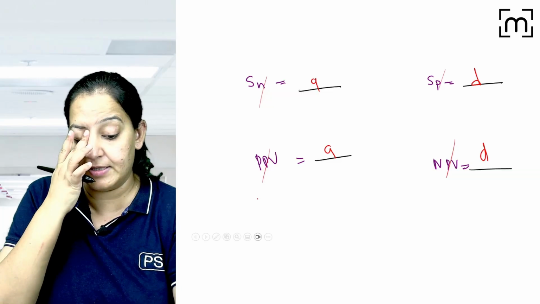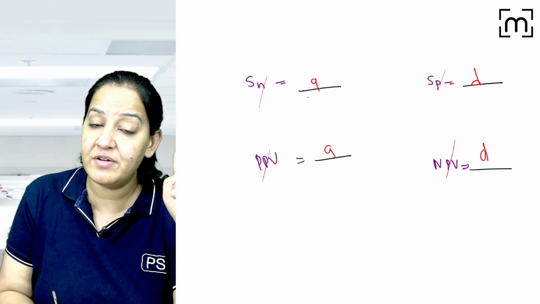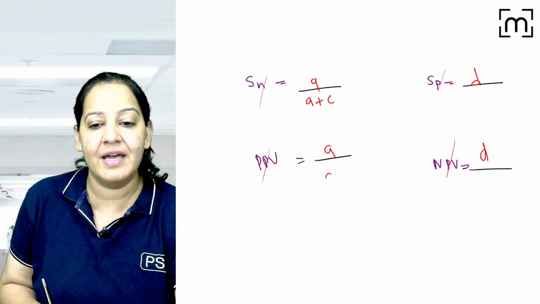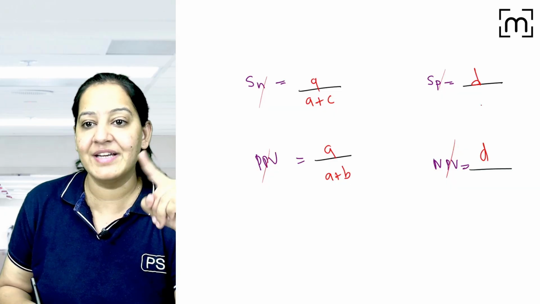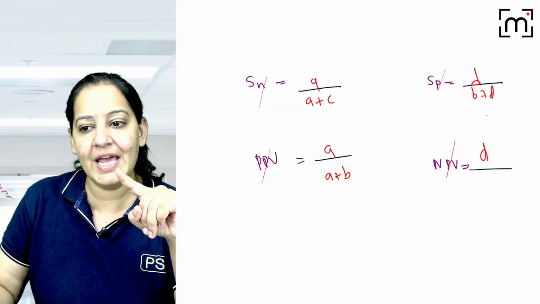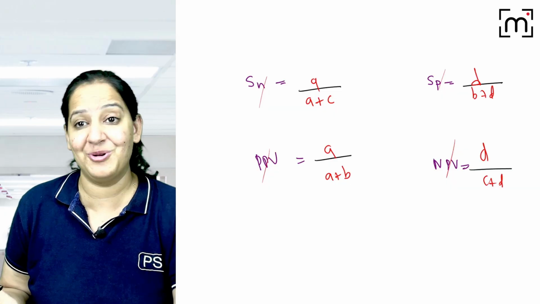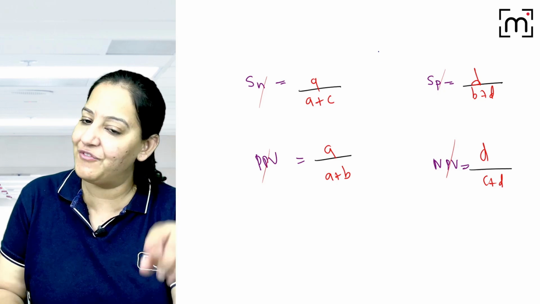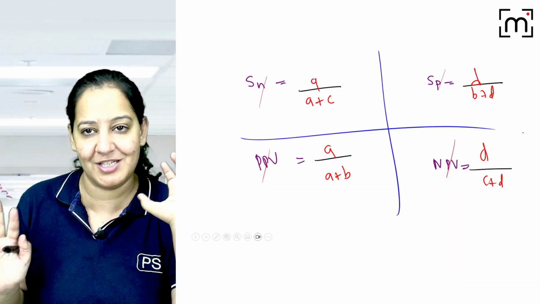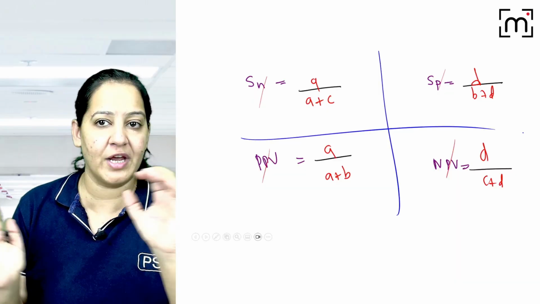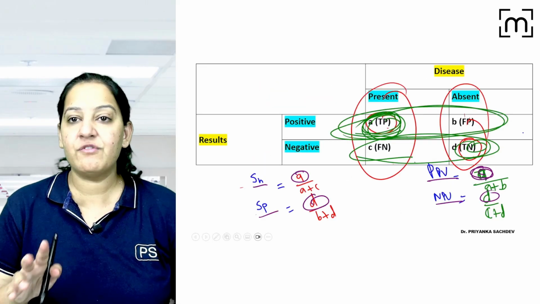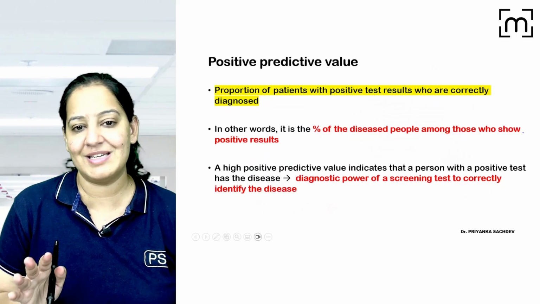Now the denominator matters. So what is the denominator in sensitivity? It's A plus C, here it's A plus B. Right? Here it's B plus D, here it's C plus D. You have to learn. I can't help. So I tried. If you can understand, it's good. If you don't understand, just mug the 4 formulas. And you know which is true positive, which is true negative, which is false positive, which is false negative. You can create the formula like that. And if you can understand from the table, it's better.